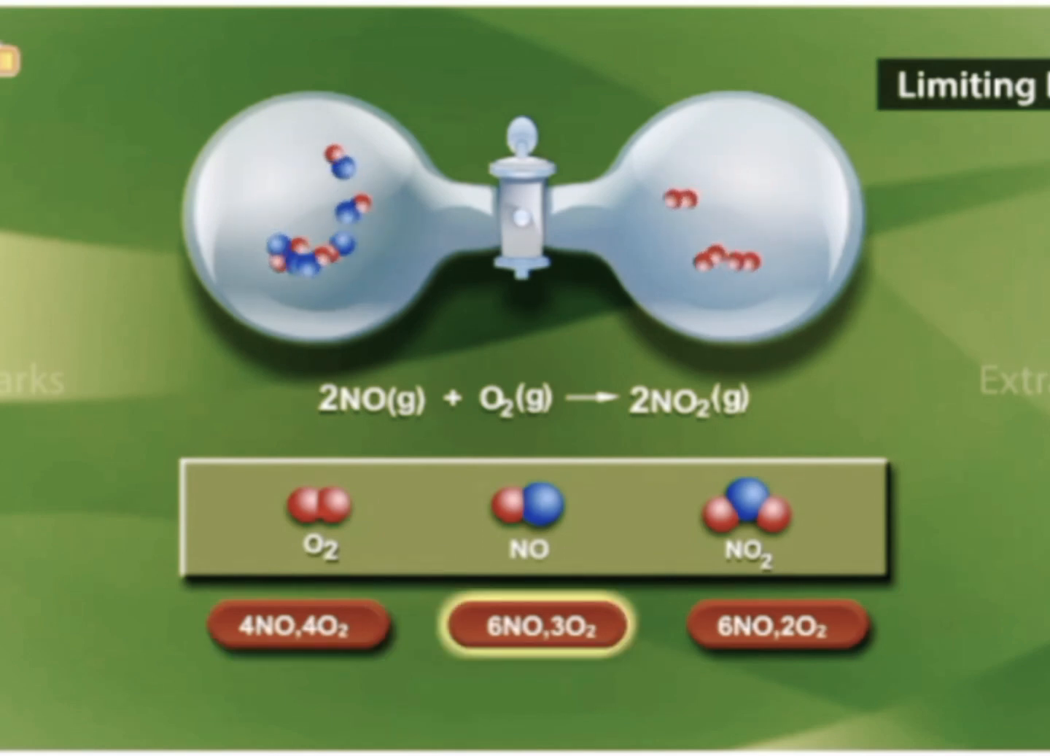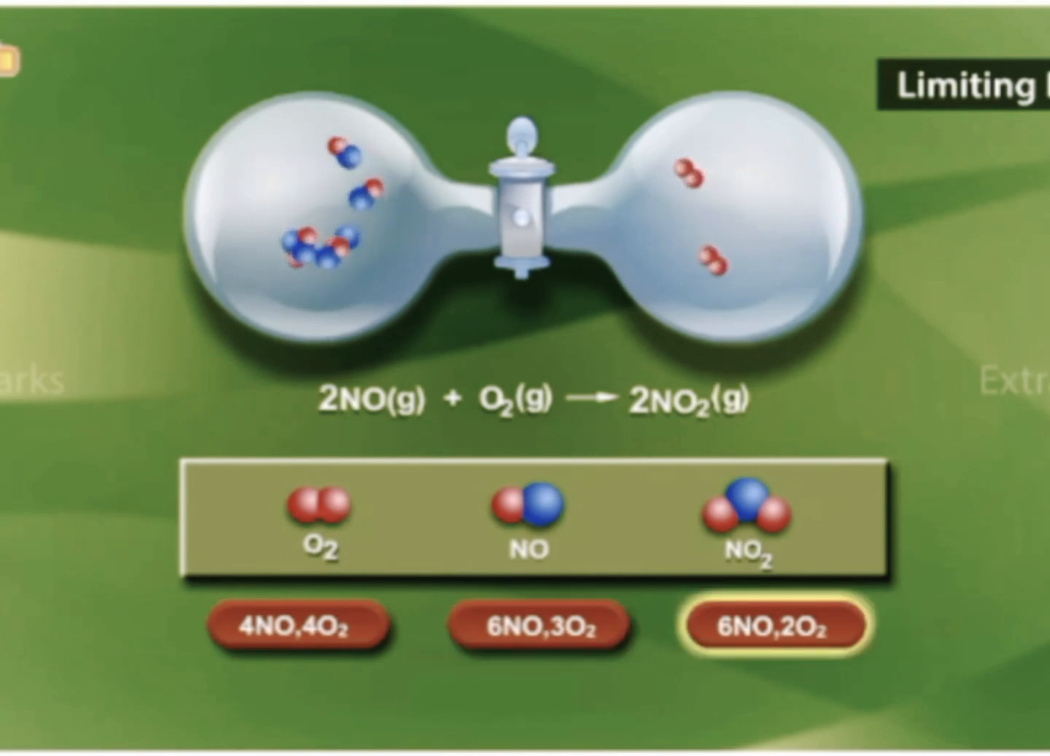In second case, 6 molecules of nitric oxide and 3 molecules of oxygen are present separately in 2 bulbs. When these are allowed to react, 6 molecules of nitric oxide react with 3 molecules of oxygen. There is no unreacted molecule in the bulbs.